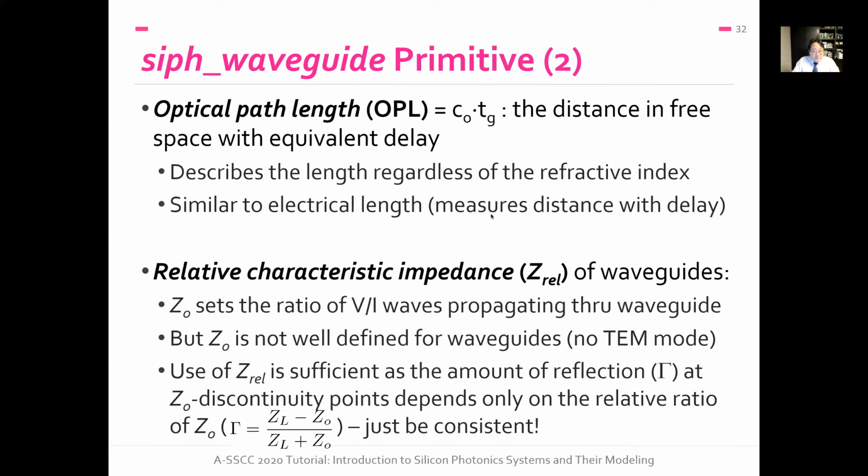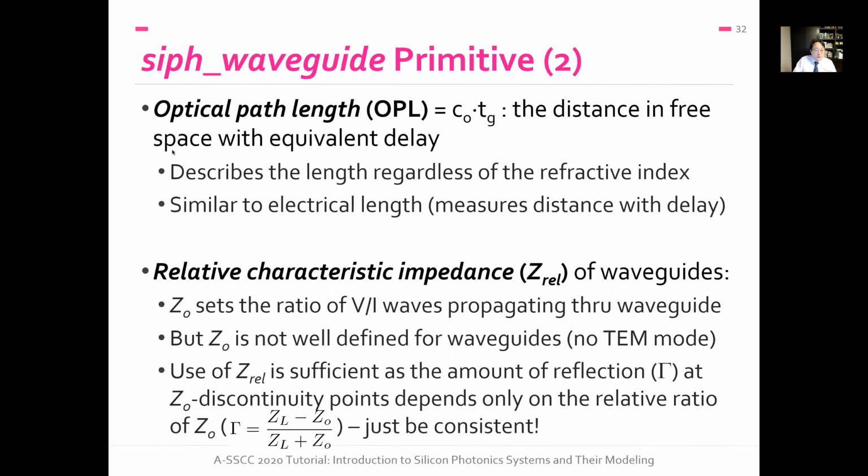There are two things that we need to talk about for the waveguide. One is called optical path length, or OPL in short. And this describes how long the waveguide is.